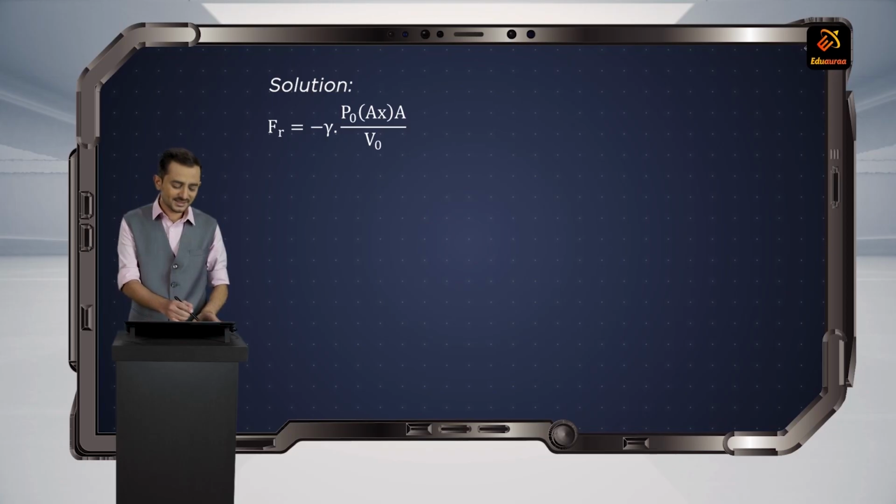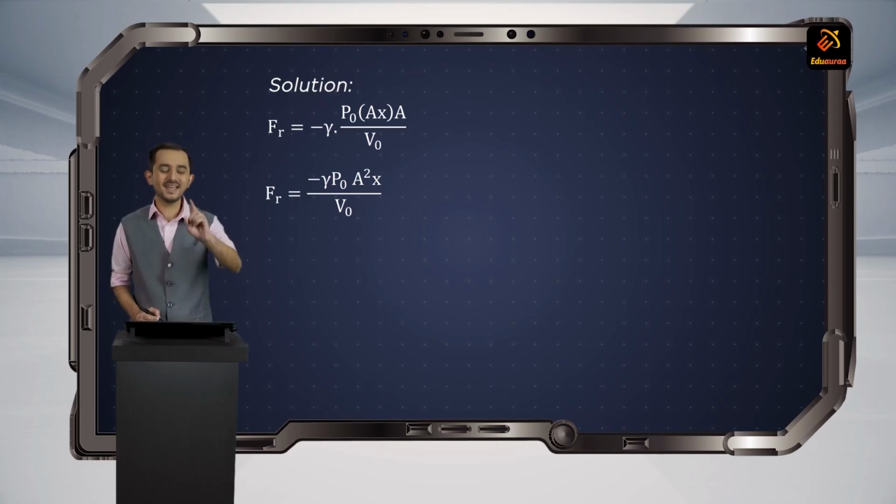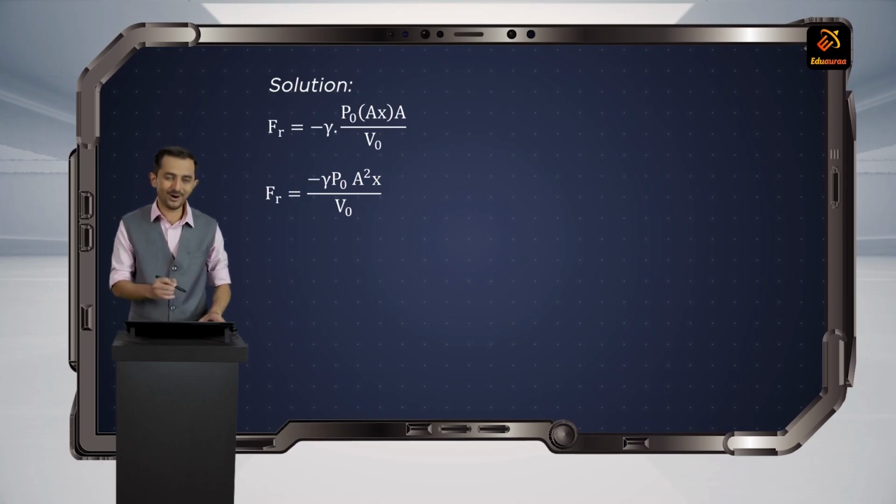So we get, students, restoring force Fr is equal to minus gamma into P naught into A squared multiplied by x, the whole upon V naught. Now this is of the form Fr, restoring force, equal to minus Kx. So we can say, students, the piston is executing simple harmonic motion because it obeys the relation F equals minus Kx, which is the standard relation for anyone to follow simple harmonic motion.